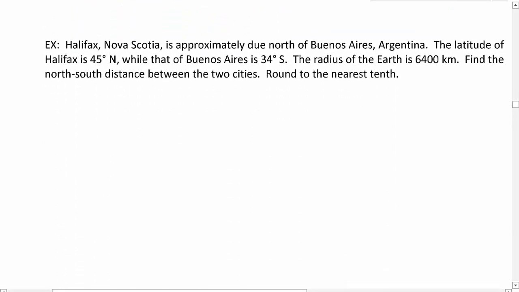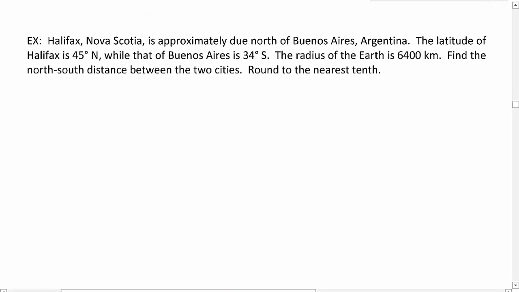Let's look at an application problem. Halifax, Nova Scotia is approximately due north of Buenos Aires, Argentina. The latitude of Halifax is 45 degrees north, while that of Buenos Aires is 34 degrees south. The radius of the Earth is 6,400 kilometers. Find the north-south distance between the two cities. We'll round to the nearest tenth. So I'm going to start with a picture.